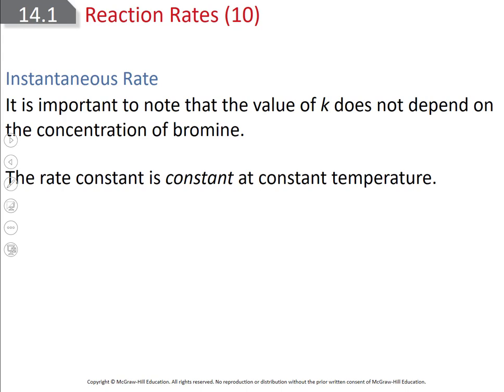Although the rate constant is not affected by the concentration of bromine, it is affected by temperature. And we'll have equations later for what happens to that rate constant as you change the temperature, because many reactions are dependent on temperature. As you increase the temperature, that affects how fast the reaction goes. So later we'll have an equation that will change that rate constant if you change the temperature.